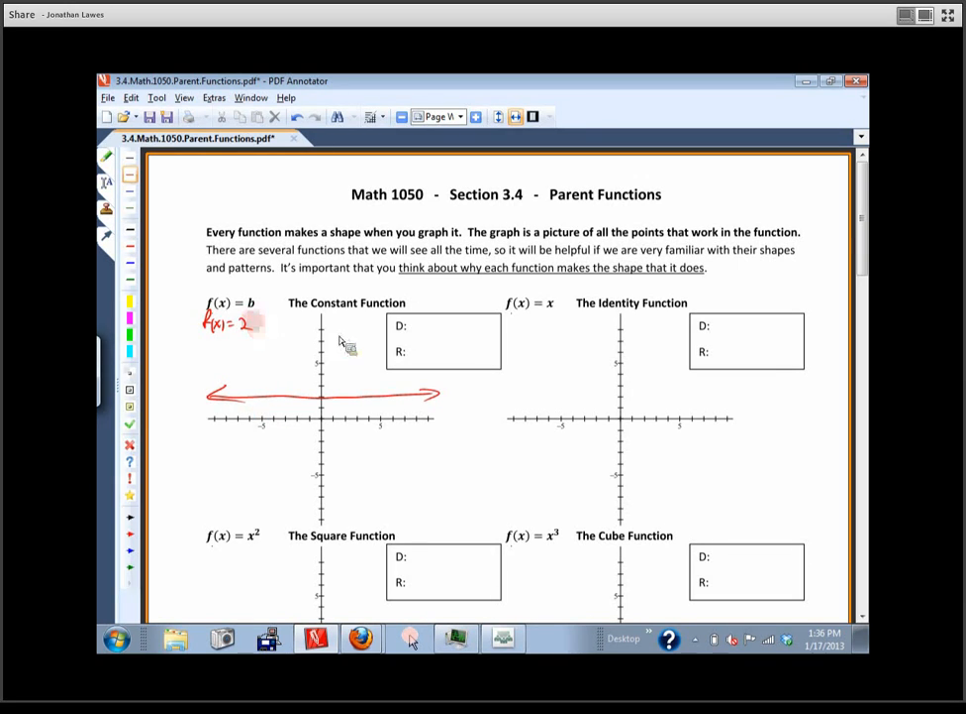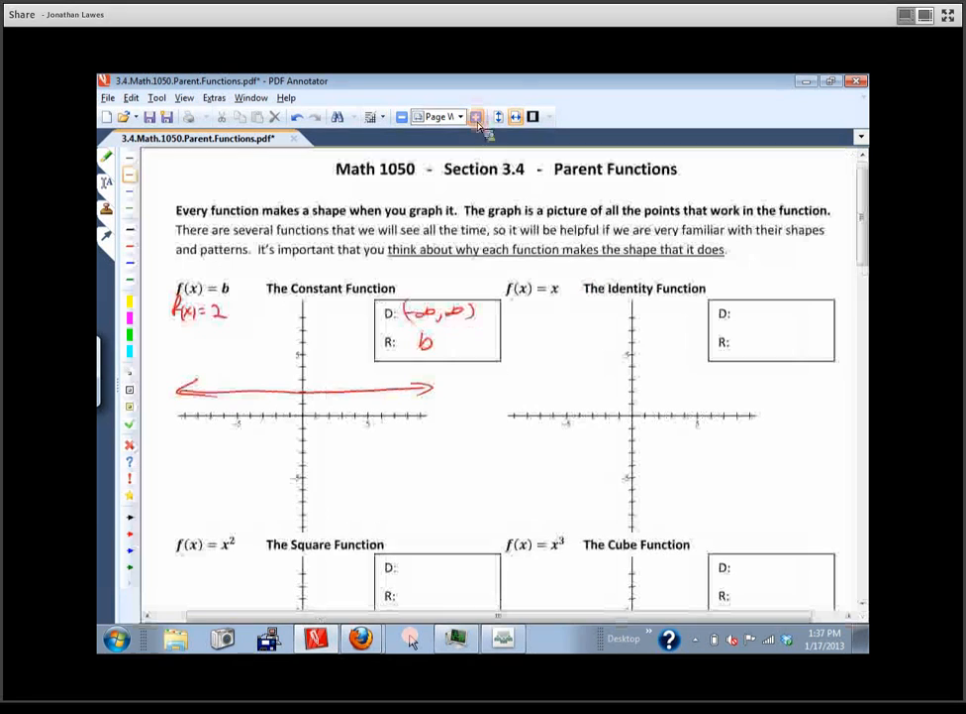Now, the domain for a constant function, since there's no variable to plug in and there's no division, there's no even root, there's no logarithms, the domain is going to be from negative infinity to infinity. And in general, the range is going to be, it's 2 for this specific one, but if it were just b, it would be whatever that constant is. So I'm going to put a b there. Now, if we use this numeric example, we'd say that the range would be 2. Everybody good there?